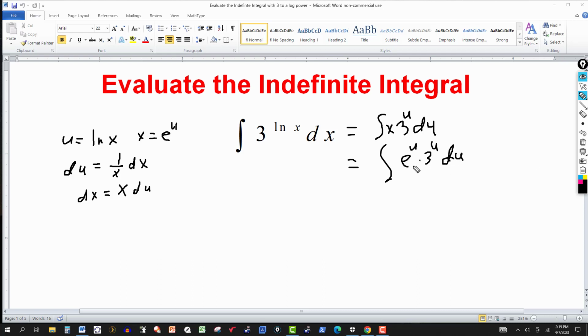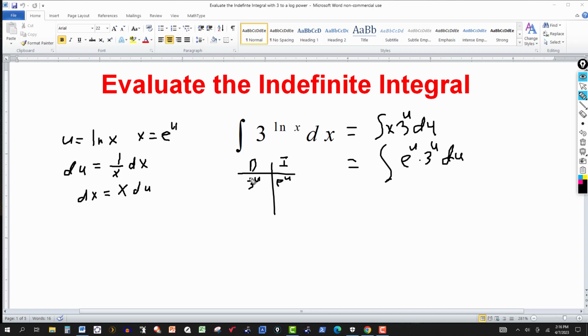And from here, this looks like an integration by parts problem. So we'll go ahead and do the abbreviated form of the integration by parts. So I'll set up my column here. The d is for derivative, and the I is for integral. So I'm going to put my 3 to the u here. This will represent the u expression in the formula for integration by parts, and the e to the u on the right side will represent the dv.